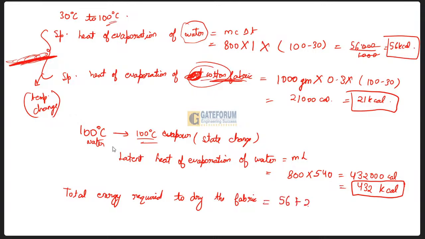56 plus 21 plus 432. When you sum up all these things, it will come out to be 509 kilocalorie. So this would be the final answer, and you need to write this in numerical answer type only.